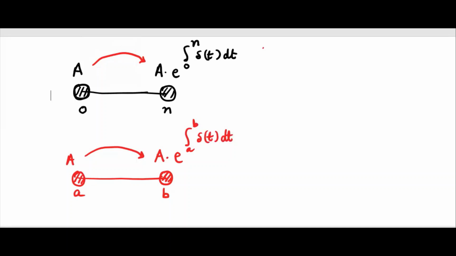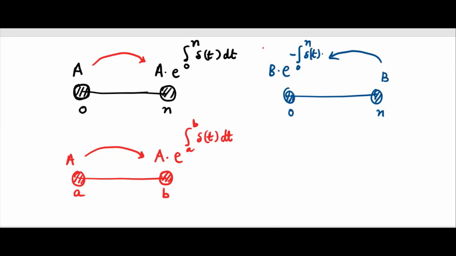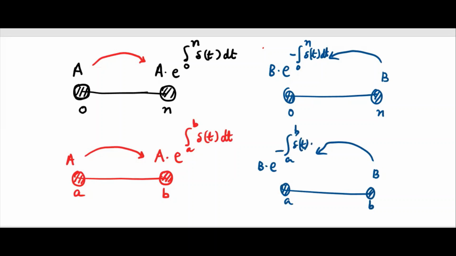You can find present value as well. Suppose you would like to find the discounted value. It will be minus 0 to n. Here the points are A and B. Discounted value is e power minus A to B delta t dt.